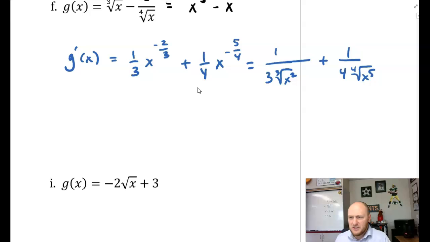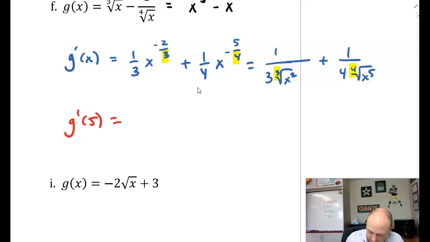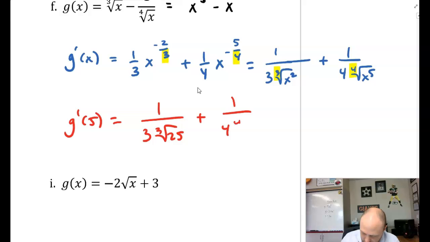Okay. The trick with these really is just identifying, okay, what's the denominator? Denominator 3, denominator 4, that's your root. Those are your roots. Okay, and then g prime of 5, I'm going to go ahead and evaluate at 5. So 1 over 3 times the cubic root of 25. That's a square, yes. Plus 1 over 4 times the 4th root of x to the 5th, 625 times 5. I don't have that one off the top of my head. 625 times 5.